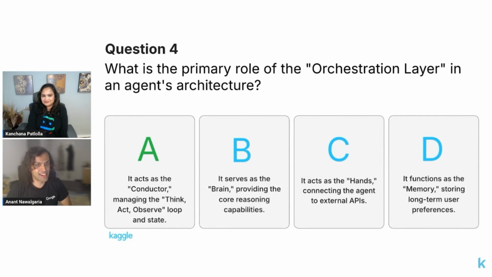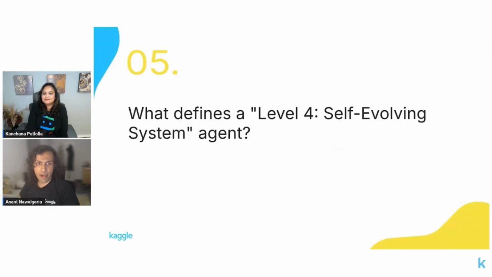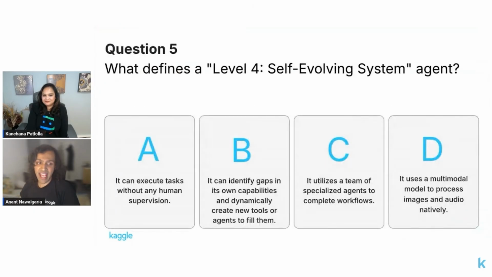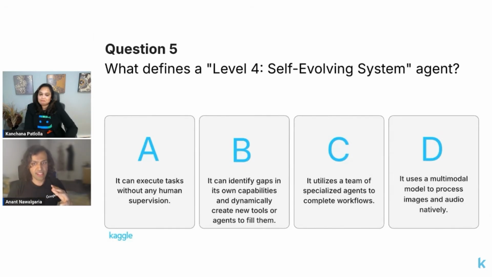So yeah, moving on. The last question for today is, what defines a level 4 self-evolving system agent? Your options are: A, it can execute tasks without human supervision. B, it can evolve its own capabilities and create new tools. C, it utilizes a team of specialized agents to complete its job. D, it uses a multimodal model to process images and audio natively. So what defines a level 4 agent? On a count of 3, 2, 1, the answer is B.